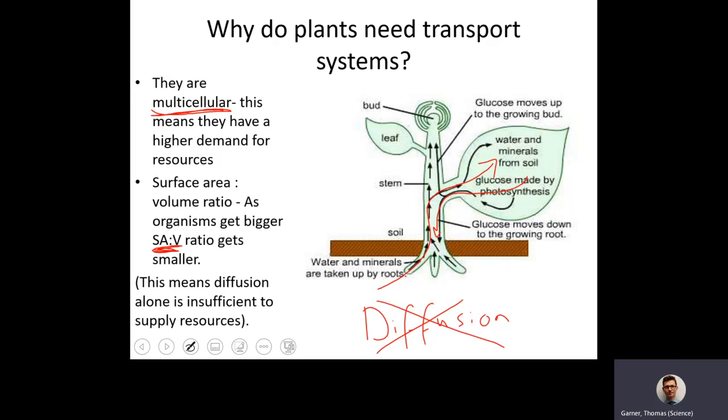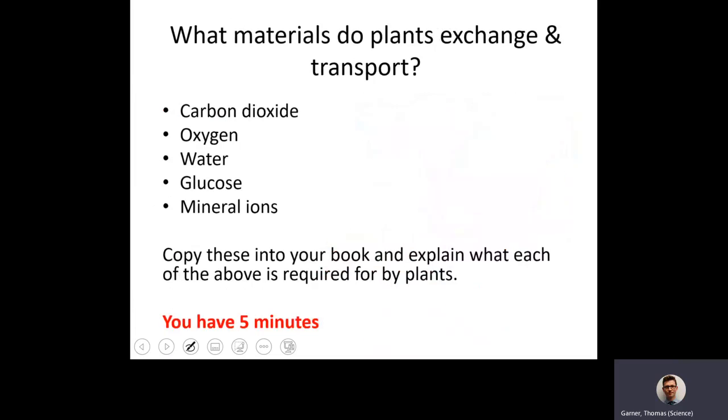Now, the first part of this is just looking at what gets transported. So, irrespective of how it gets transported, we know that plants exchange and transport carbon dioxide, oxygen, water, glucose, and mineral ions. And what I want you to do in a second is just pause the video, spend less than 5 minutes researching why a plant needs to exchange and transport this thing. Where does it come from, or where does it go?